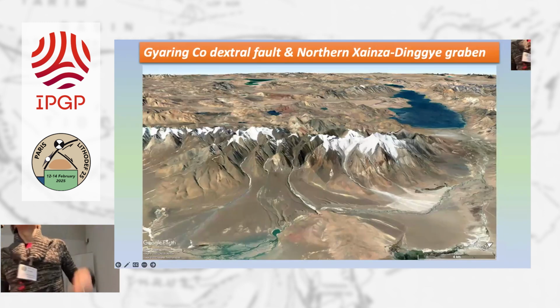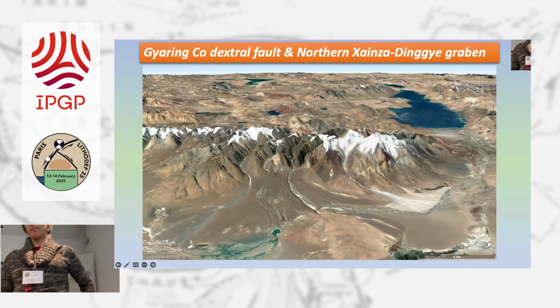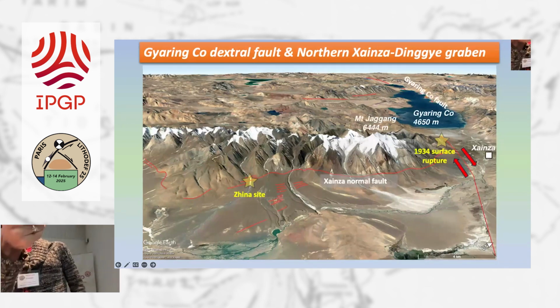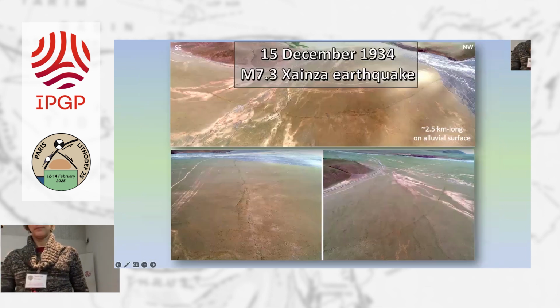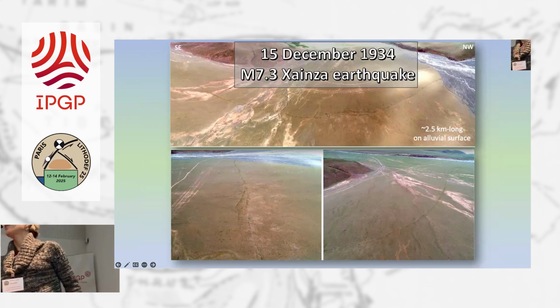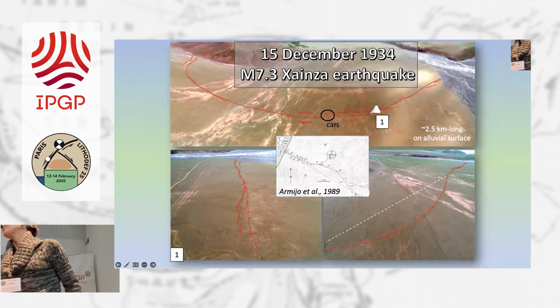So first, let's look at the northern part of the graben. You have the Guerinzo fault here with the Guerinzo Lake and the 1934 surface rupture that was mapped by Paul and Rolando in the 80s. And then you have the Xainza normal fault here. So we revisited these sites 89 years after the earthquake. And you can see that it's still very, very well preserved.